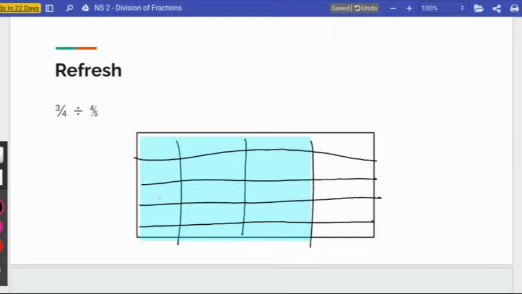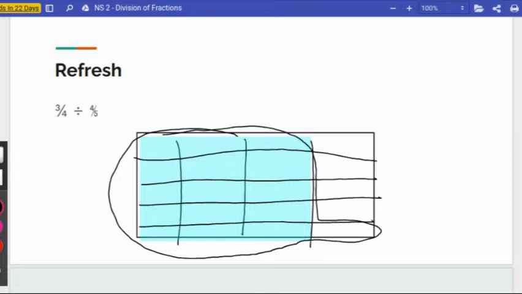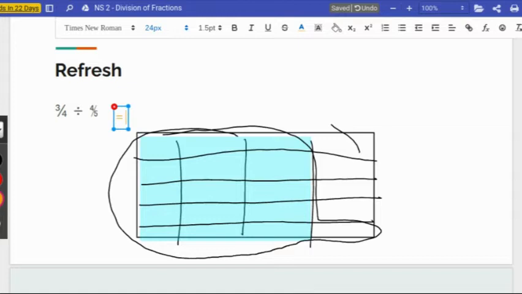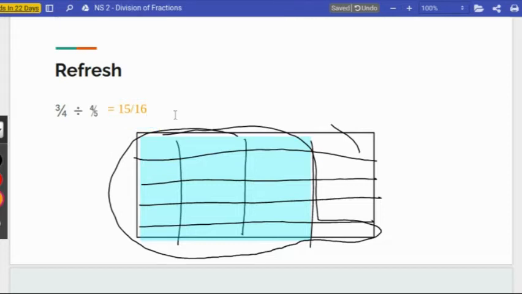So there are 1, 2, 3, 4, 5, 10, 16 20ths right there. I don't have all 16 of those 20ths because I don't have this piece right here. I have 15 out of the 16 that I need. So my answer is going to be, well, I have 15 out of the 16 that I need, or I have 15 16ths. So my correct answer, 3/4 divided by 4/5, is 15 16ths.